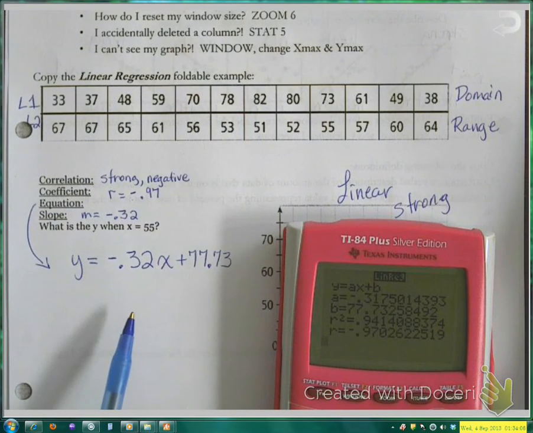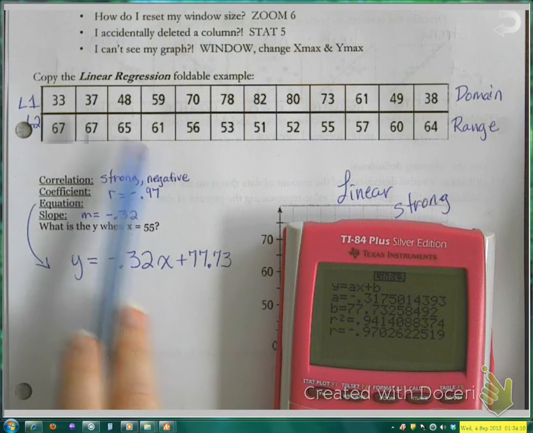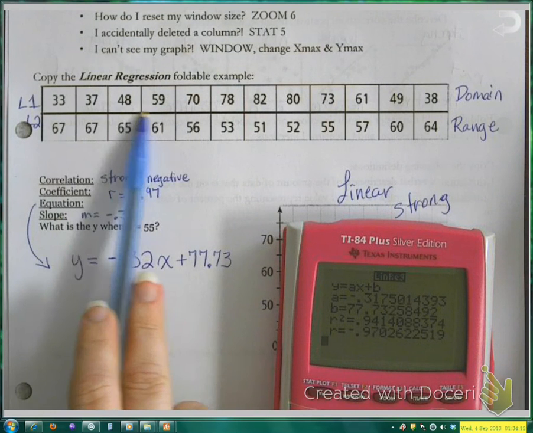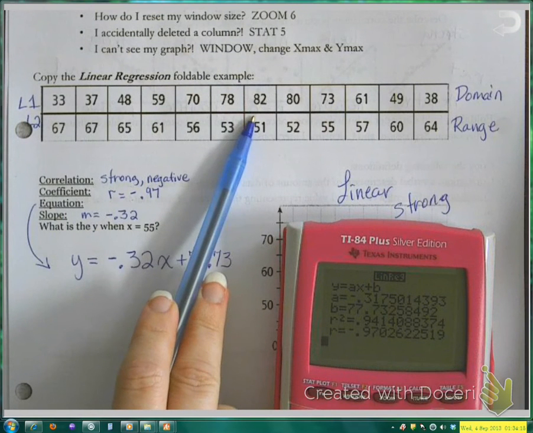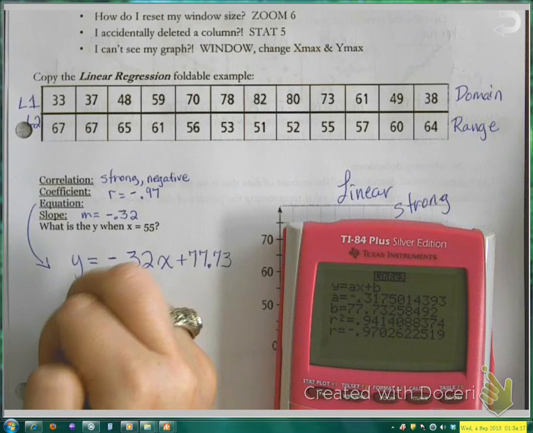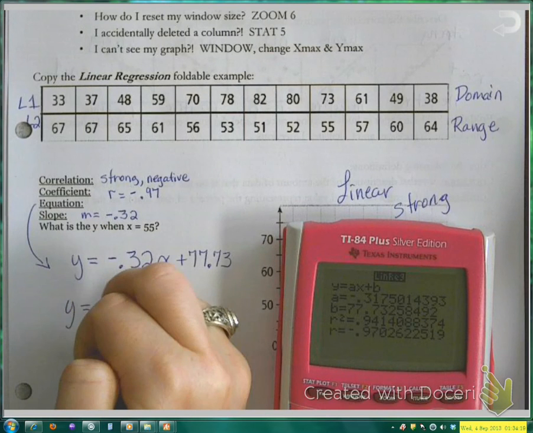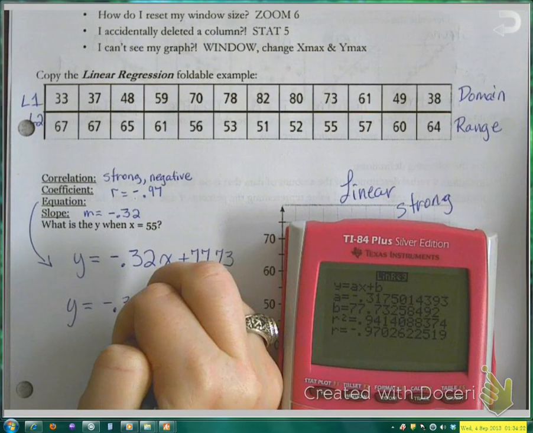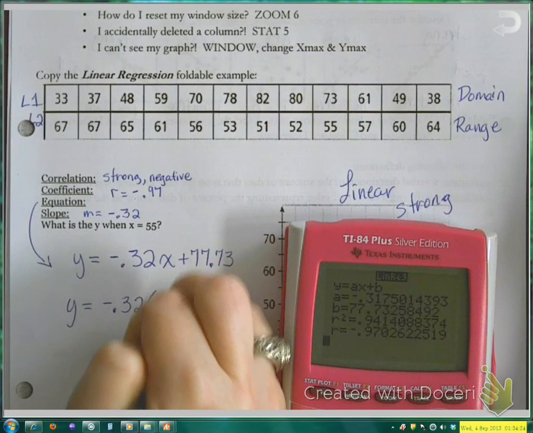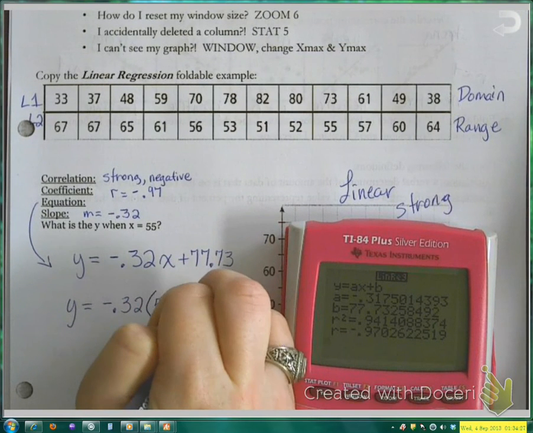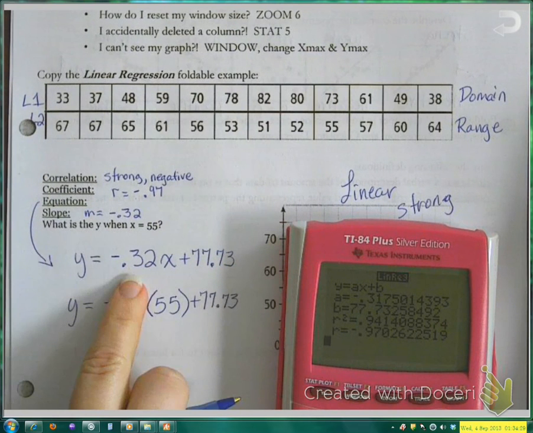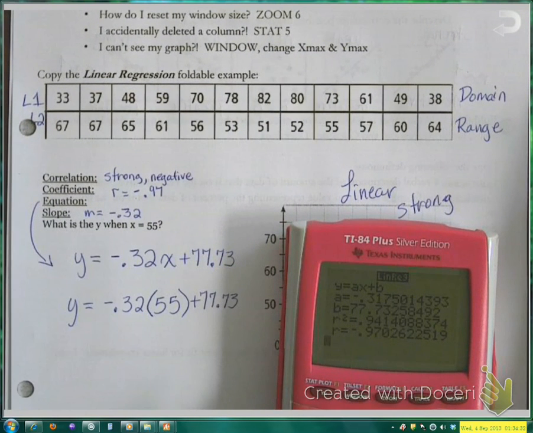Okay. Now they want to know what y is when x is 55. Well, if you look up at your data, we don't have a 55 anywhere in here. So we're actually going to have to plug that in. I want to know what y is when x is 55. There's two ways to do this. We could go in the calculator, plug the equation into y equals and look at the table, or we can just go back to the main screen and do negative 0.32 times 55 plus 77.73.